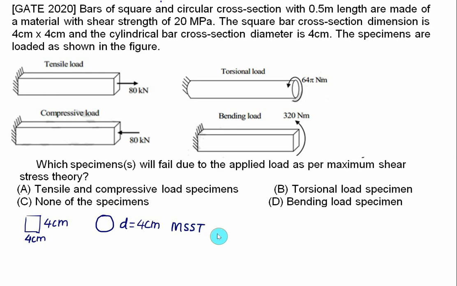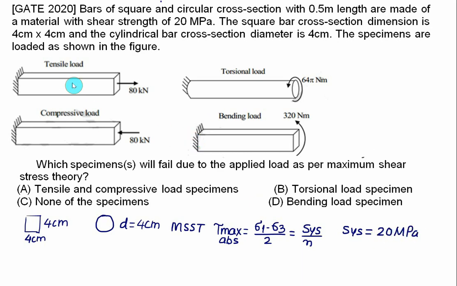According to the maximum shear stress theory, tau max is equal to (sigma 1 minus sigma 3), the difference between the largest principal stress and the minimum principal stress, divided by 2. The value of tau max, which is basically the absolute value of shear stress, is equal to SYS divided by factor of safety n, and the shear strength is given as 20 megapascal. So SYS equals 20 megapascal. One by one, you have to solve each case here.